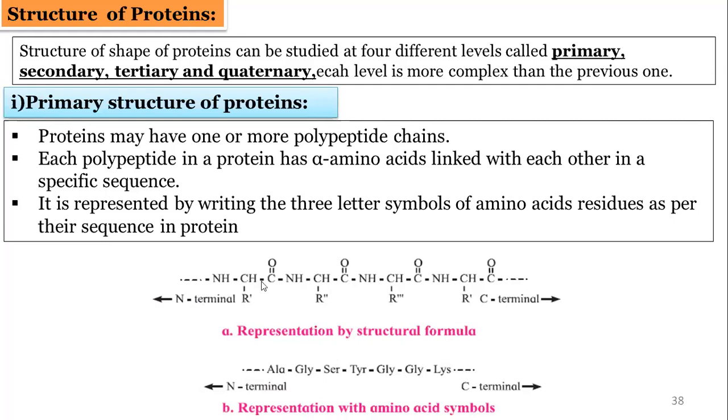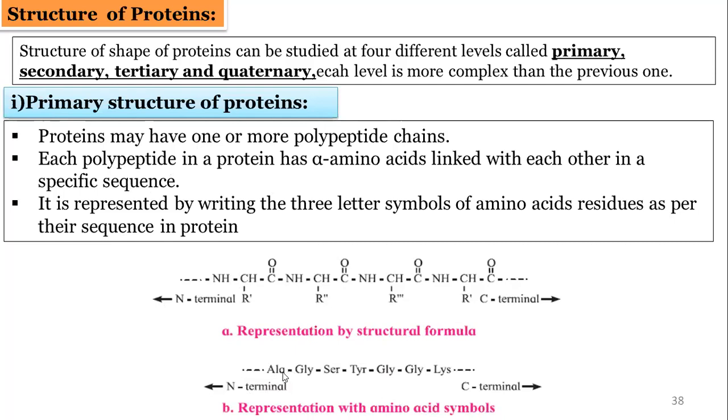So in the primary structure of proteins, the sequence is very important. We only have to write, in case of primary structure of protein, that each polypeptide has alpha amino acids linked together in a specific sequence. So for each protein, this sequence is different. If the note is asked in the examination, we have to write these 2-3 points and show this representation by structural formula and representation with alpha amino acid symbols.